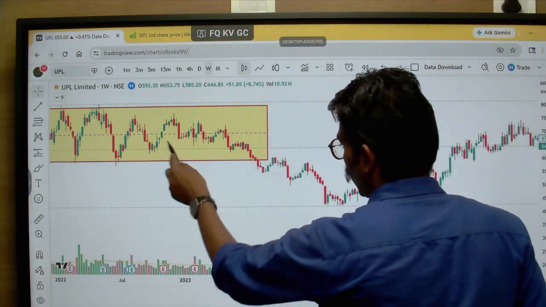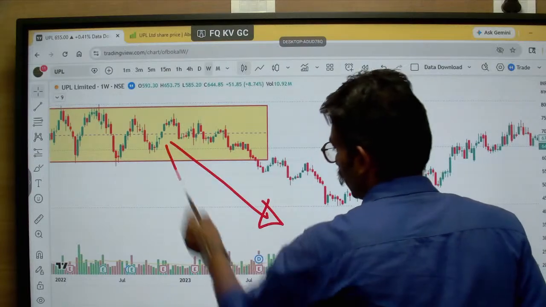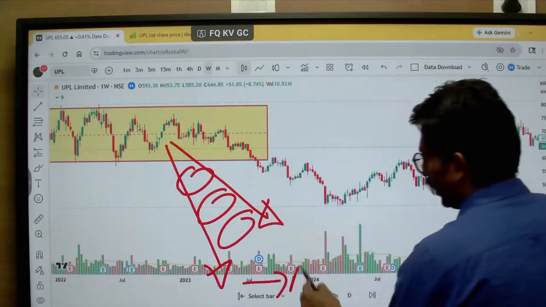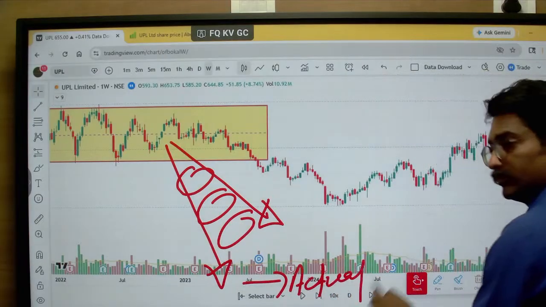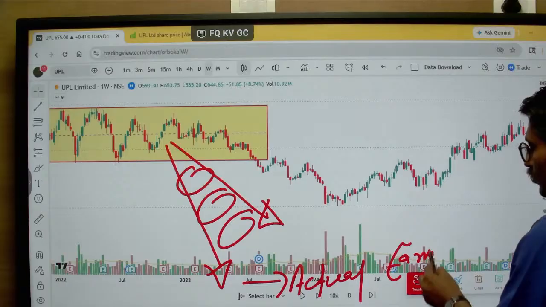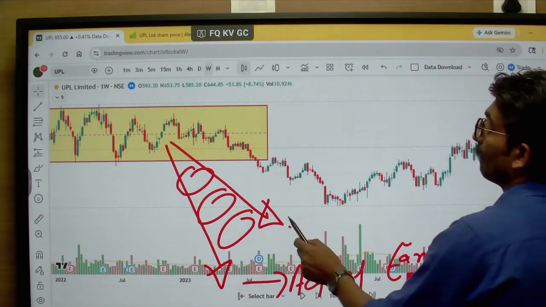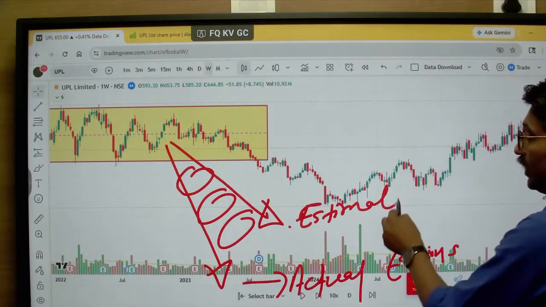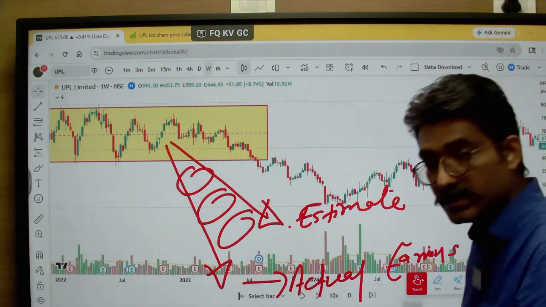Now in this case, both are dipping down. Both are going down, but the gap is significant. This is the actual earnings posted. Do you agree? Yes or no? And this is the estimate. The gap keeps widening. There is a divergence, not of RSI.